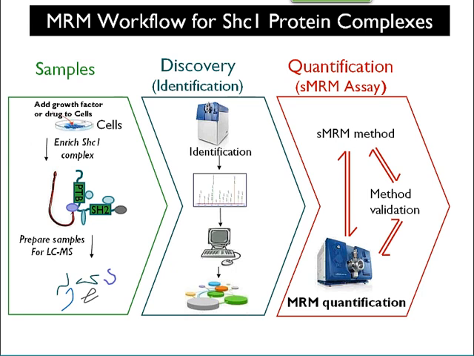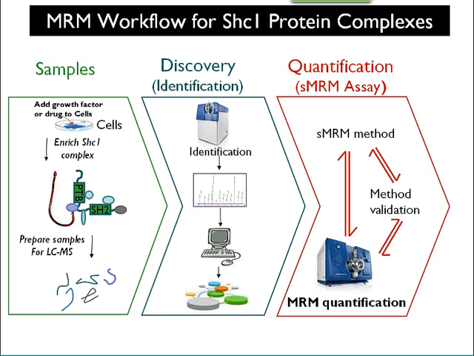So just to show you a little bit more of the workflow for traditional MRM here, it's time-scheduled MRM. We have a cell line, or it could be a tumor, but in this case, a cell line. So we're going to take it, we're going to add a growth factor to the cells. Then we're going to take our fishing hook, reach inside the cells, we burst them open, and then we grab out SHIC and all of its partners. And then we do traditional sample preparation for proteomics, which involves cutting up the proteins with trypsin.